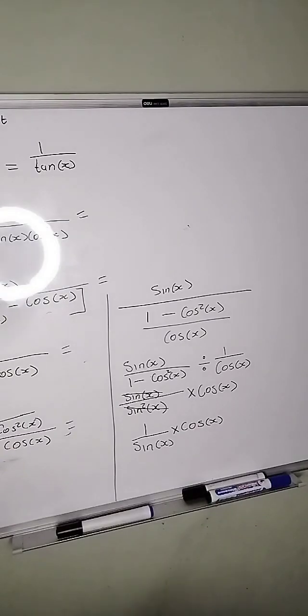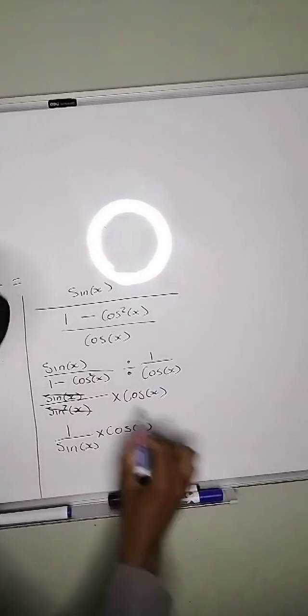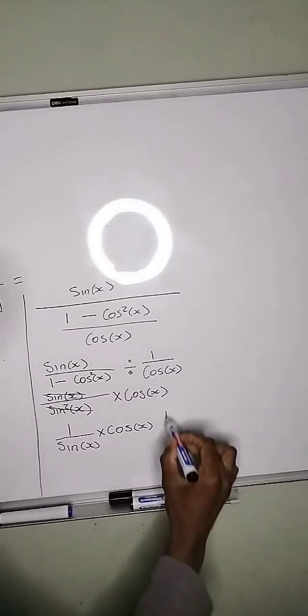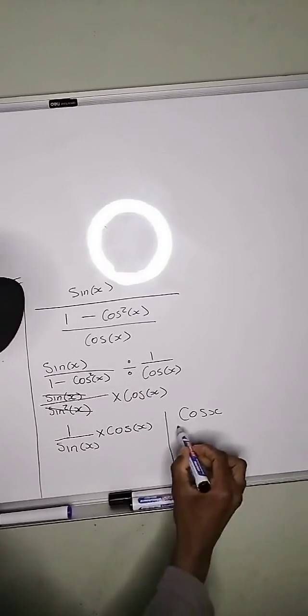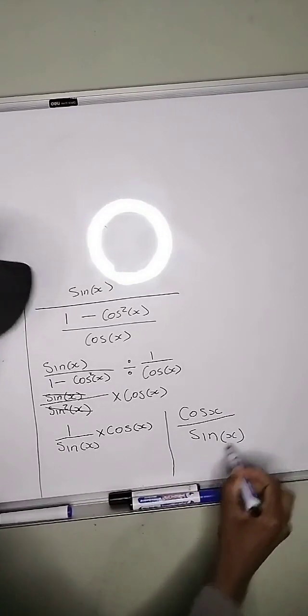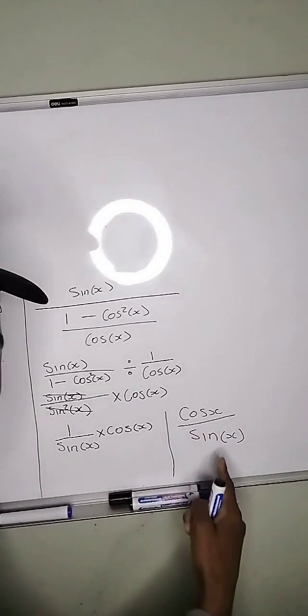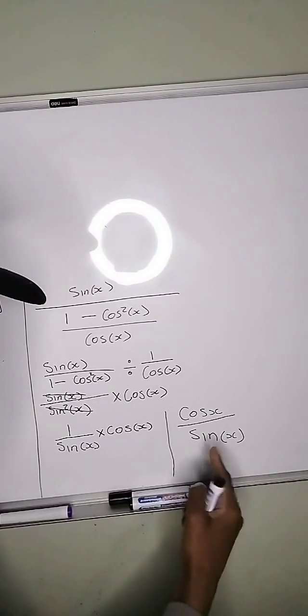So this is going to be equal to what? This guy is going to be equal to cos x over sine x. What is the identity here? What is the identity of this guy?